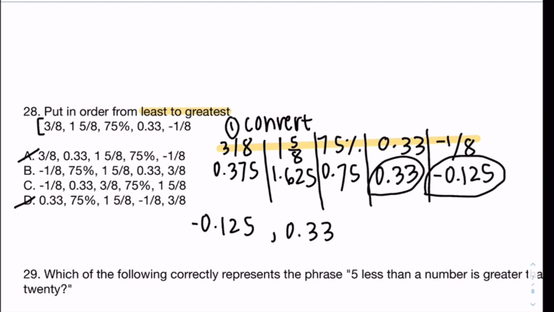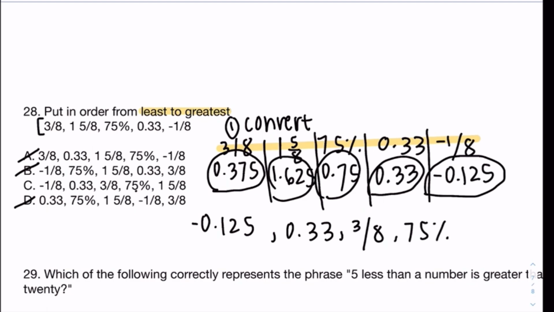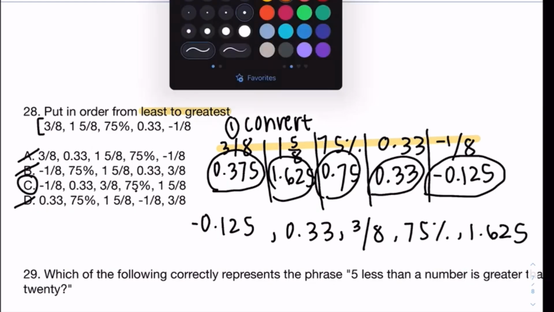And I can already see that we have a winner, but I'm going to keep on going just to make sure everything's right. Next is going to be 3/8 as it's written, but we know that it's 0.375. And then we're going to go to 75%. And I can see that that's still right. And then last but not least is going to be that 1.625. Alrighty, so that is all right.